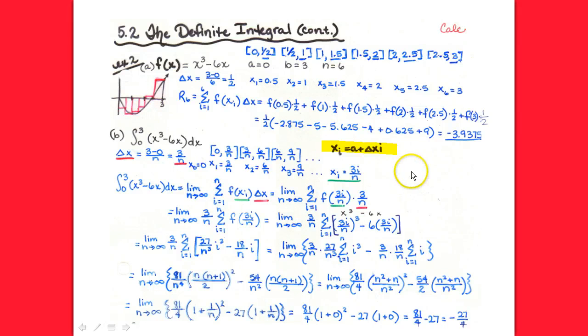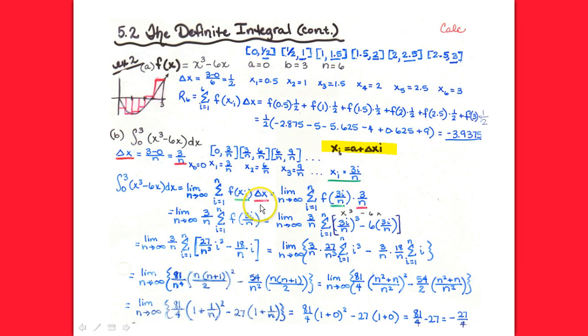Now, b is new to us. For b, they ask us to actually evaluate the definite integral. So we're evaluating from 0 to 3 that same function, x cubed minus 6x. Yesterday, we learned that the definition of a definite integral was the limit as n approaches infinity of the summation from 1 to n of f of x sub i times the change in x. So for that formula, we need to fill in two pieces. We need to fill in x sub i, and we need to fill in change in x.